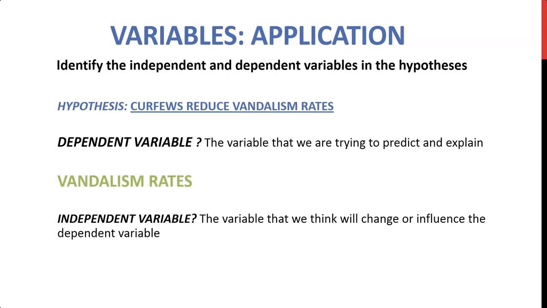The dependent variable, the one that we're trying to predict and explain, are vandalism rates. The independent variable in this hypothesis is curfews. We think curfews will change or influence the dependent variable of vandalism rates.